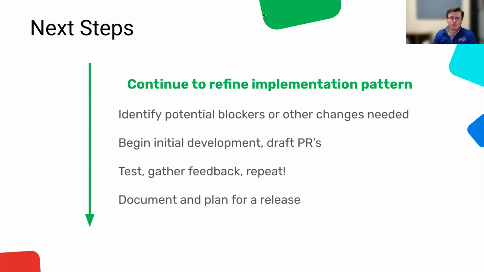So next steps, this is the biggest one, is continuing to refine what the implementation pattern looks like. We're going to also start to identify any blockers or other changes that are needed before we can go ahead with this work. From there, we can begin initial development and draft PRs. I've created a draft PR that's absolutely going to be scrapped, but it provides a nice way to look at things in more of a concrete way.